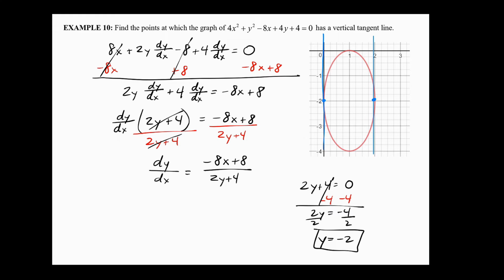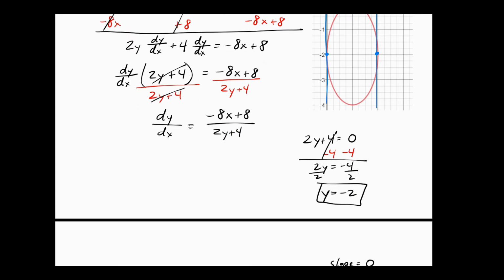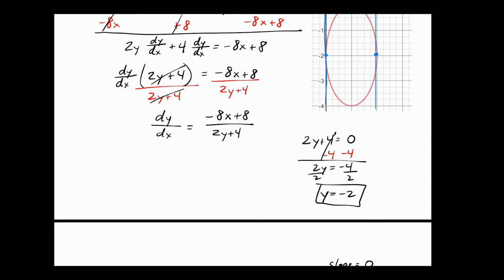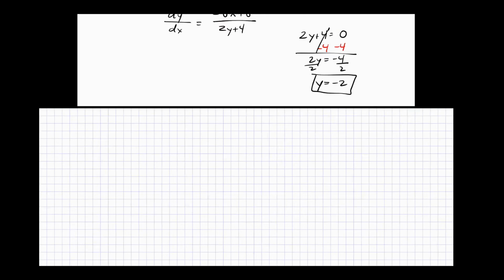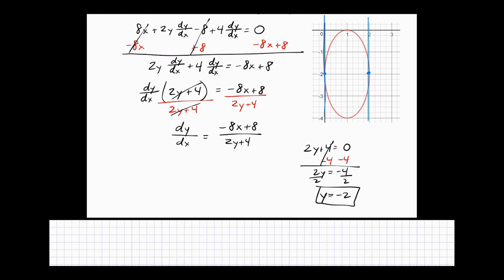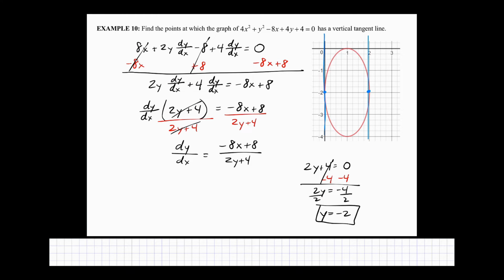Exactly. Plug it back into the original. Anywhere you see a y, plug in a negative 2. So in the original, let's see. Anywhere I see a y, I'm going to write a negative 2. Everything else stays the same.